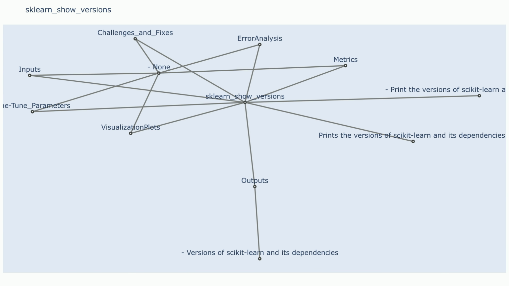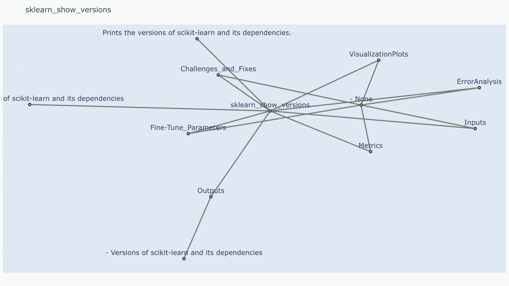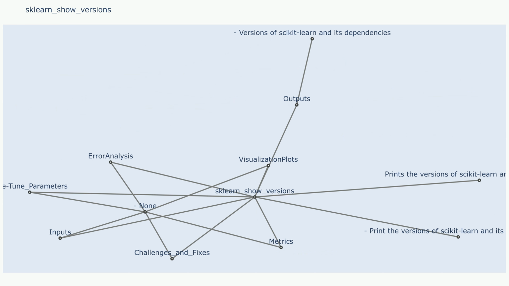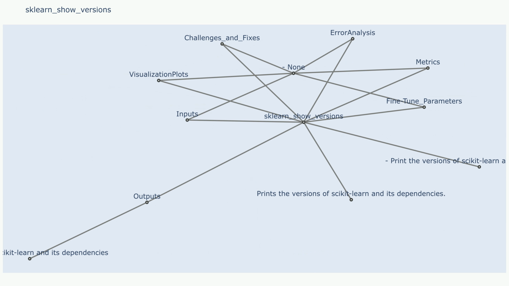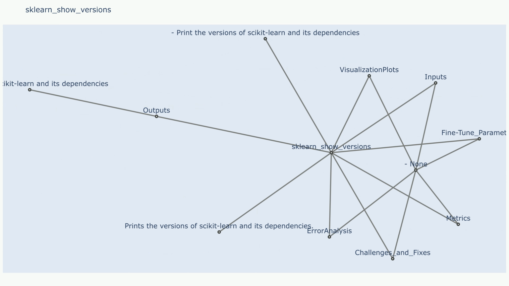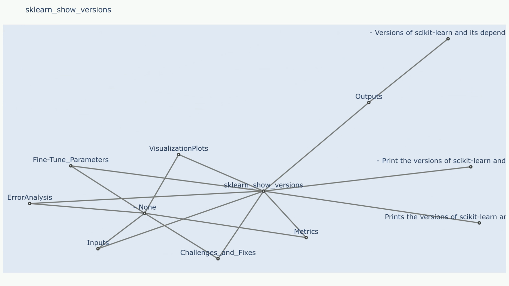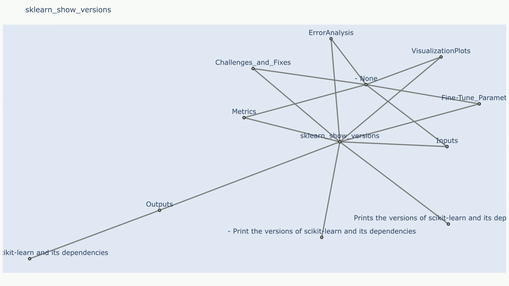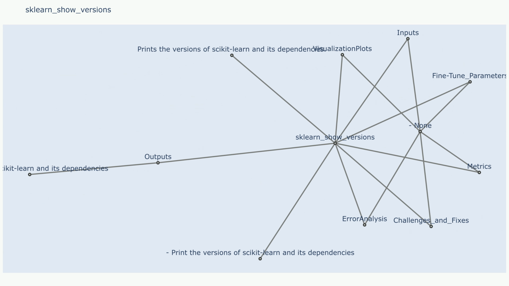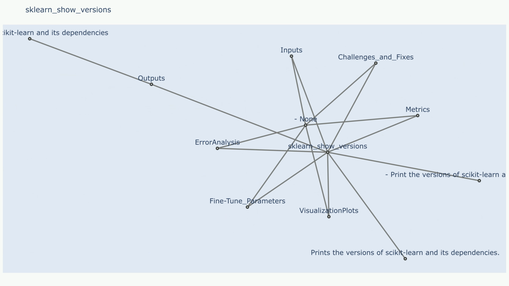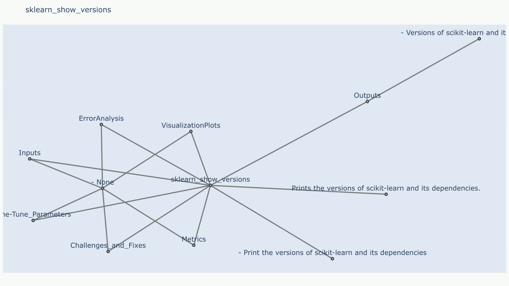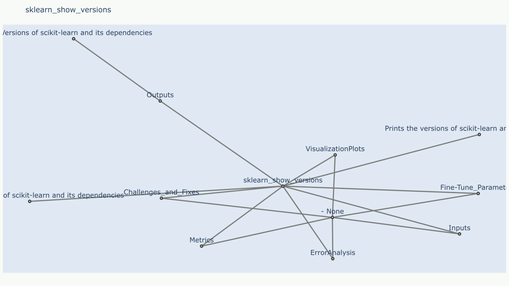YAML. sklearn show_versions. Description: displays the versions of scikit-learn and its dependencies. Inputs: none. Outputs: version information for scikit-learn and its dependencies. Python version, NumPy version, SciPy version, joblib version, threading version. Steps: retrieves version information from the installed packages. Formats the information in a user-friendly way.